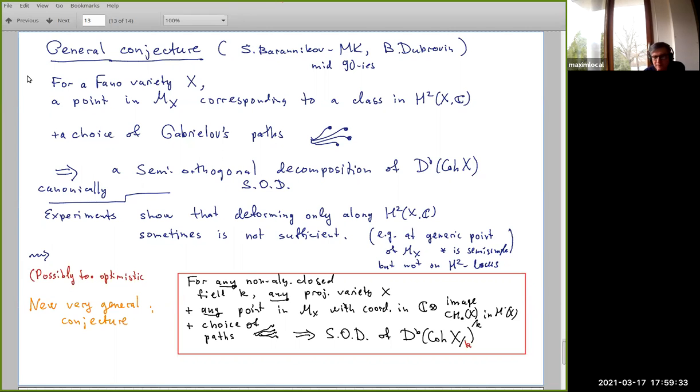Then choose my Gabrielov path. Then the conjecture says that I have an absolutely canonical semi-orthogonal decomposition of my derived category over my base field. Yes, so arithmetic aspects are really important here, because sometimes the semi-orthogonal decomposition, if you make extensions, will be finer, or not finer. So it's a big conjecture which I want to make. I have no idea how to approach it, and that's it. Thank you.